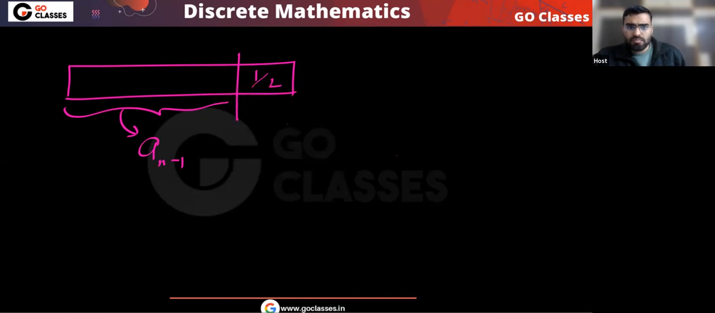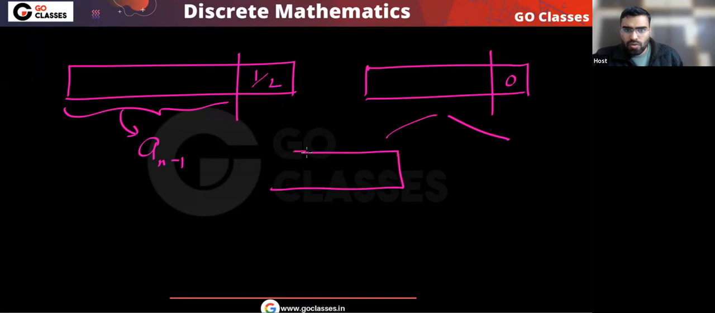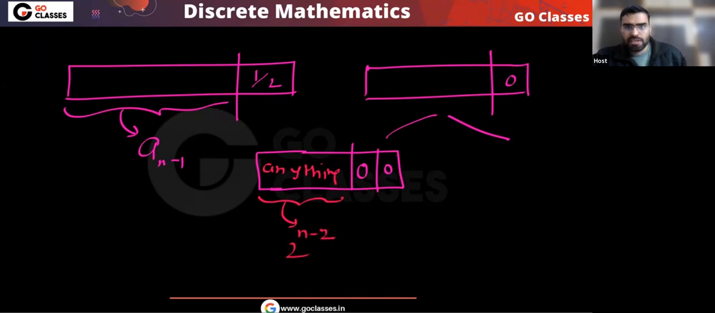But if the last is zero, then there are again multiple cases. If the last is zero and this is also zero, then my task is over. Can you notice my work is done? Now anything can be here, so we can have anything in the remaining positions.